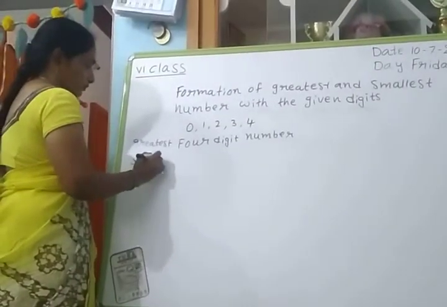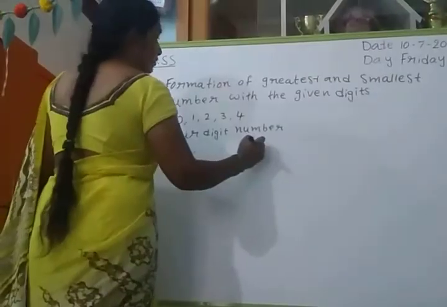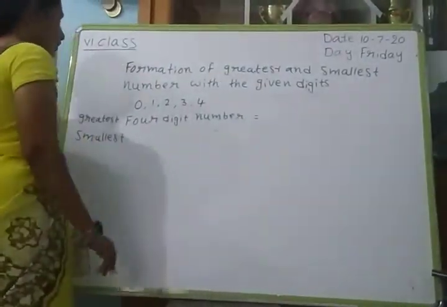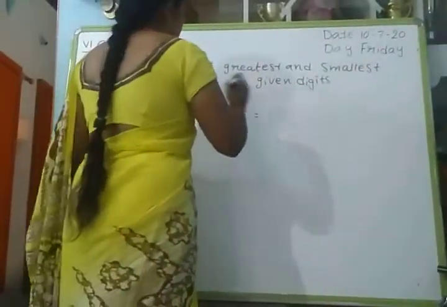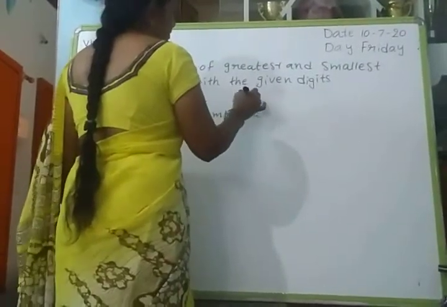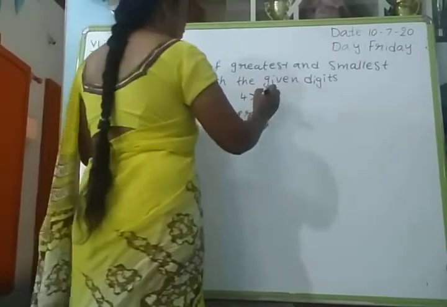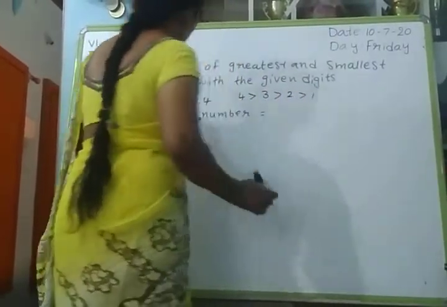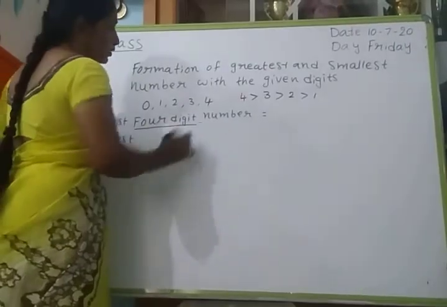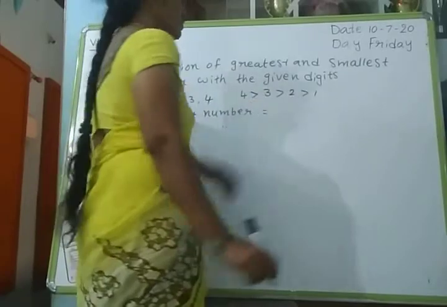Greatest 4-digit number. When you are writing the greatest 4-digit number with the given digits, first we have to arrange the given digits in descending order. In these digits, which is the greatest digit? 4, after that 3, after that 2, after that 1. Here how many digits did they ask? A 4-digit number. So here they gave 5 digits, but we need only 4 digits.